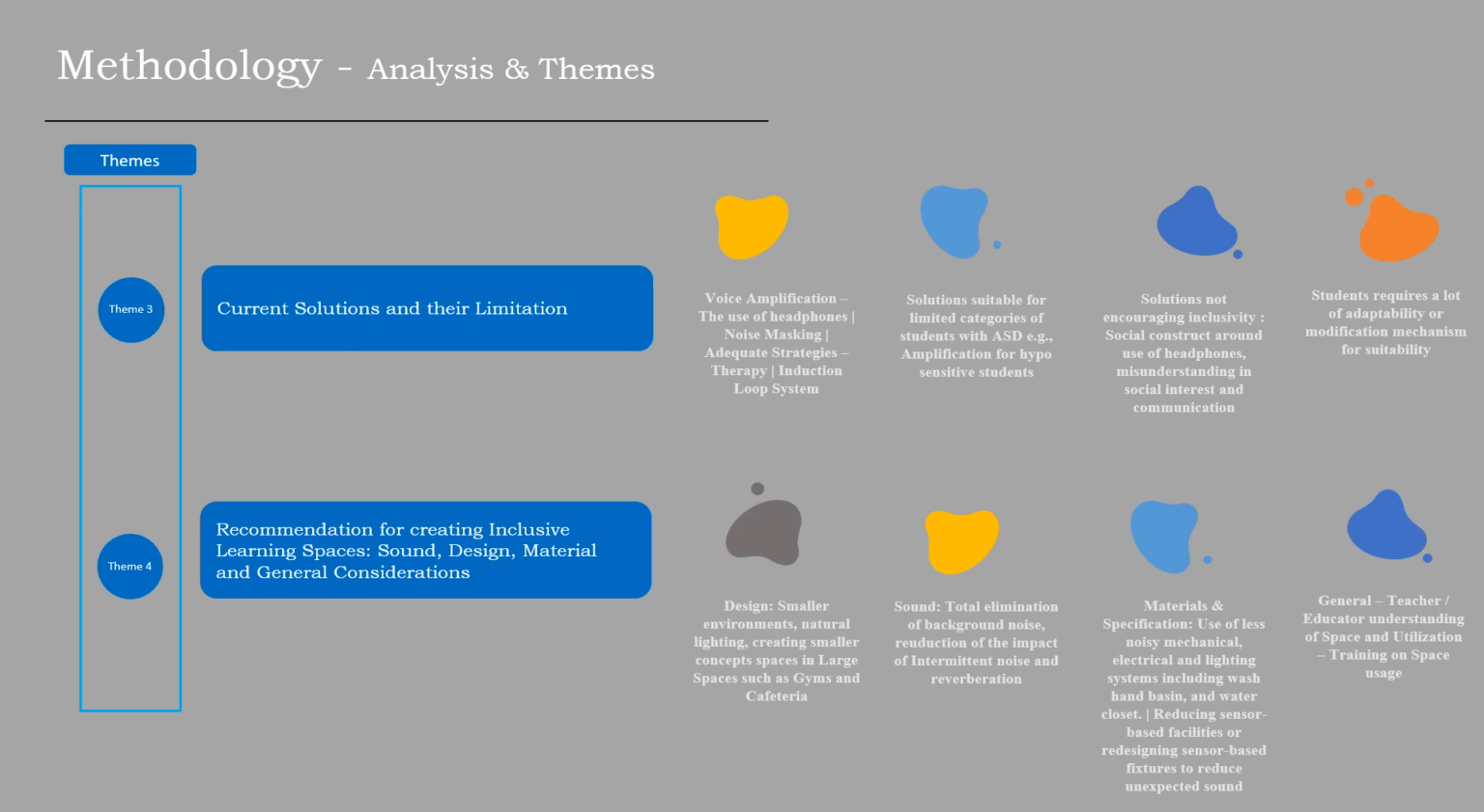Also, looking at sound, total elimination of background noise, reduction of the impact of intermittent noise and reverberation. So there is need for understanding of what level of reverberation is needed in the class space, what level of intermittent noise is needed in the class space as well. Also, material and specification. Use of less noisy mechanical, electrical, and lighting systems, including wash hand basin and water closet. Using sensors-based facilities or designing sensors-based fixtures to reduce unexpected sound. So these were very important.